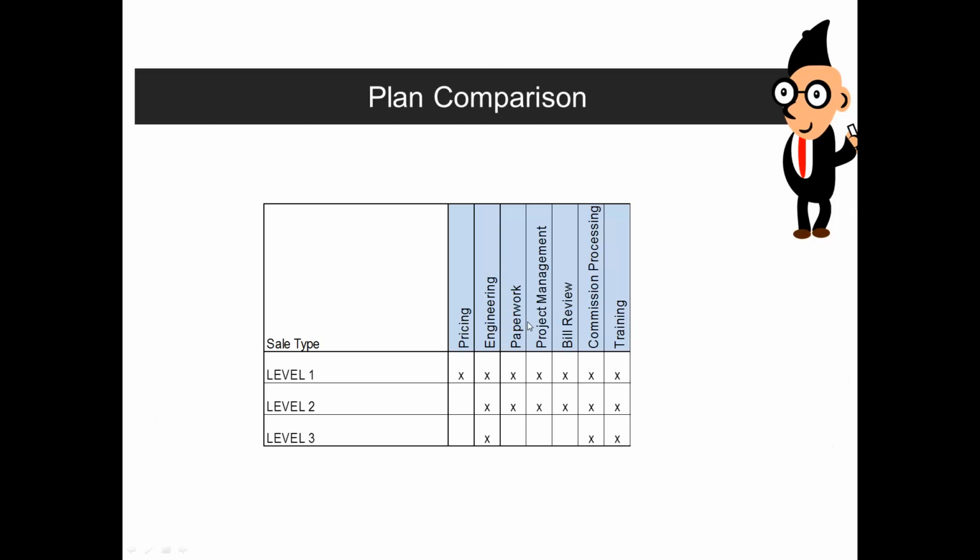So if we compare the plans, we can see that level 1 provides everything, level 2 everything but pricing, and level 3 we still provide the engineering, commission processing, and training. However, your company would take on the balance of the responsibilities.